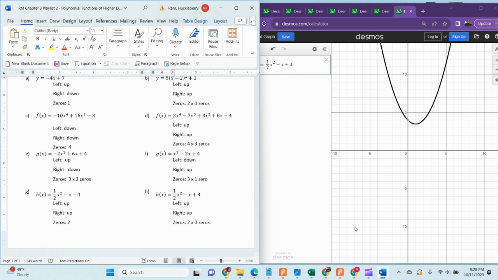Right. I hope you've started to see how that leading coefficient can tell you a little bit about the behaviors. And though that leading coefficient tells you the potential number of zeros, it is not the full story. And Desmos is a great way to check things out.